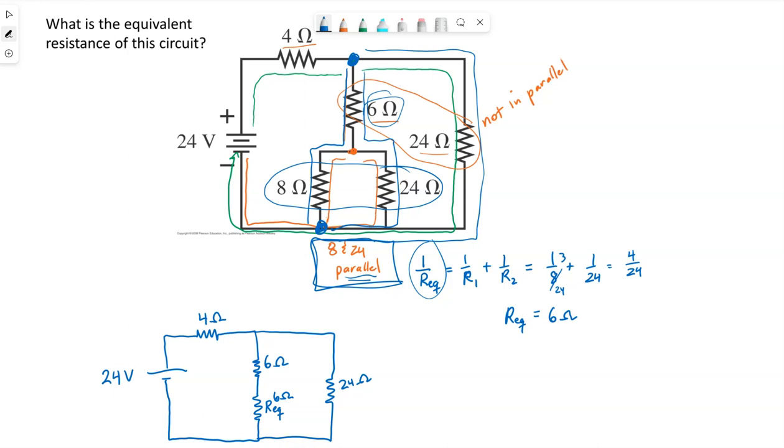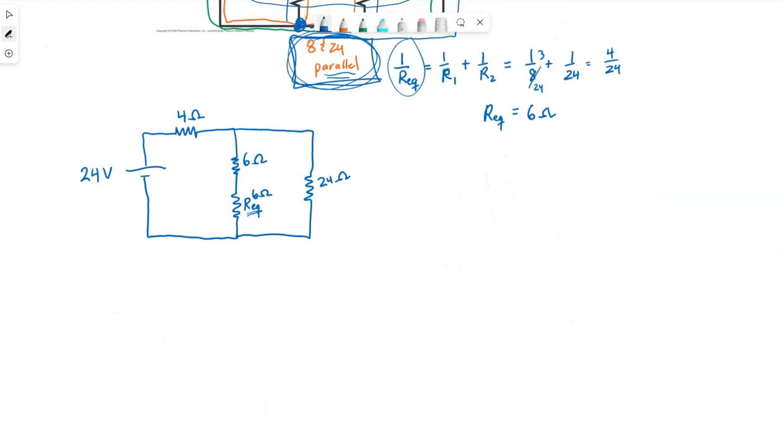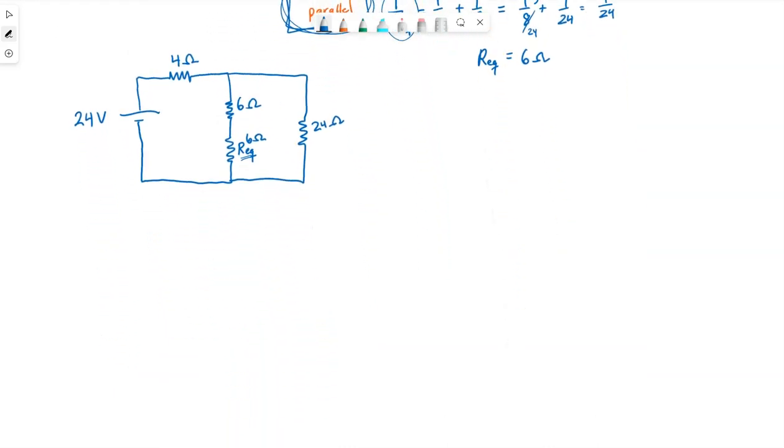So we're on our way still to finding an overall total equivalent resistance of the circuit. Even though I labeled this here as our equivalent, that was equivalent of only the 8 and 24 together. So we're not done with the equivalent resistance for the circuit as a whole. I'm going to go ahead and scroll up because I've redrawn our circuit.